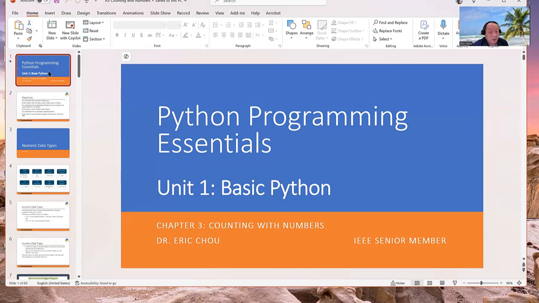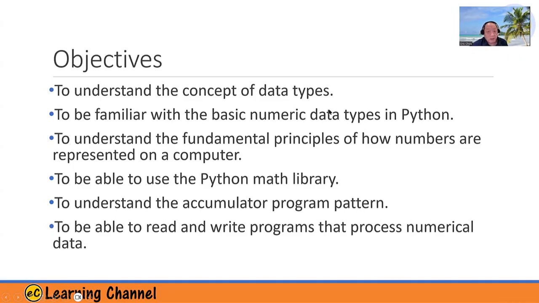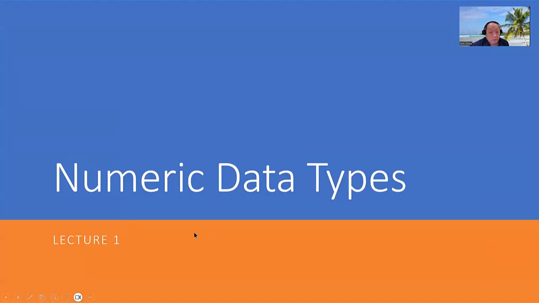Okay, so now let's get started with numbers. We are going to review it since we already finished this chapter. So, counting with numbers. This basically is dealing with data. You have different kinds of data types. You handle the math library. I think we already covered some of these. And then write programs for the data.